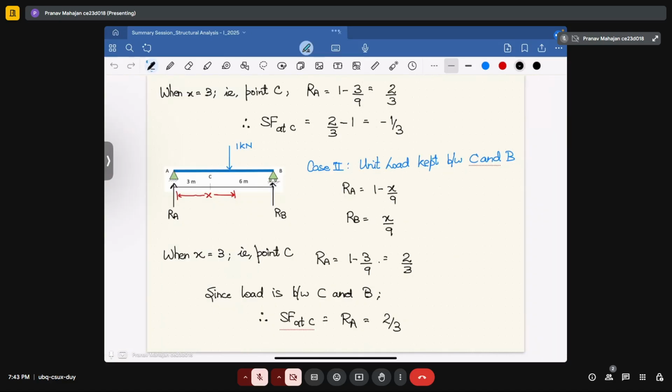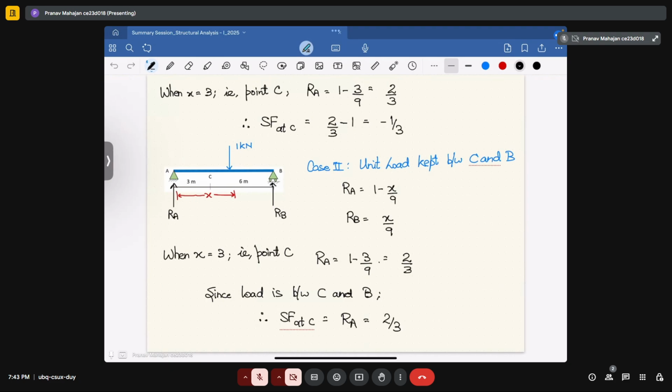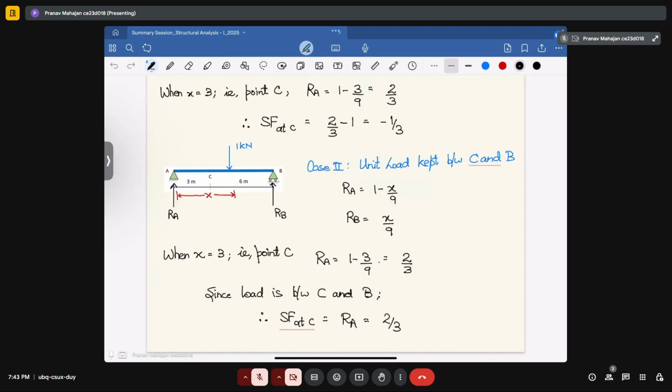And if your RA is equal to 1, that means your shear force at A will become equal to 0. Now, when your x is at 3, under such a situation, your RA will become 1 minus 3 upon a, equal to 2 by 3. And when you calculate the shear force at A, it will become 2 by 3 minus 1, equal to minus 1 by 3.